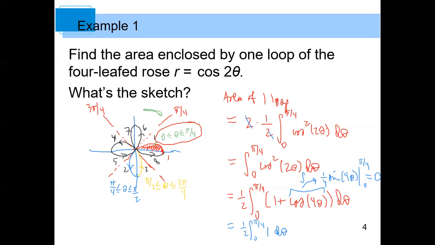So what are we going to end up getting as the answer? Pi over 4 times 1/2, which is pi over 8. Exactly right. Okay, pi over 8. So the area in one of those leaves happens to be pi over 8. Okay? Make sense? Hopefully that kind of makes sense. Any questions on that? Questions? Any questions?